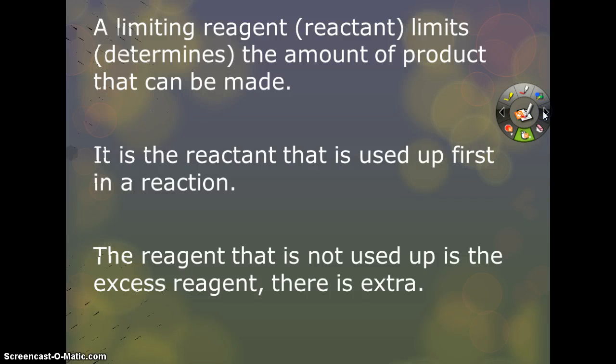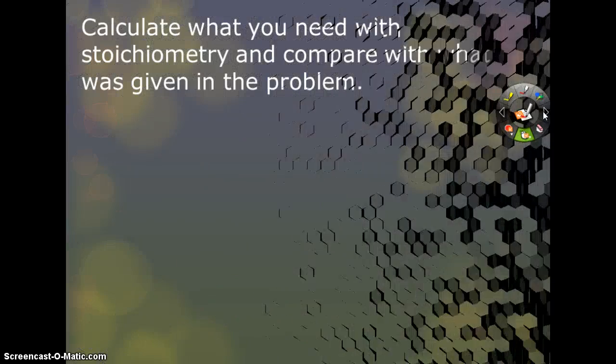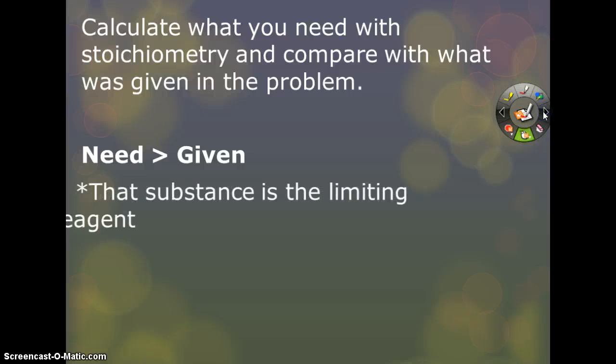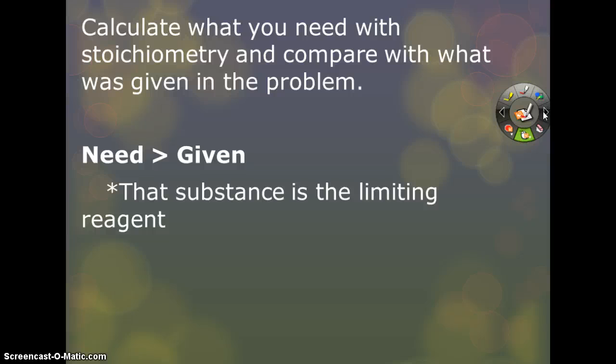So when we do these limiting reagent problems, you're going to calculate the substance, what you need, using stoichiometry, and compare that with what was given to you in the problem, the same substance. They're going to give you 2 values to start with. It does not matter which one you pick. Everybody's going to come out with the same answer. If you need more than what you have been given, then that substance is going to be the limiting reagent.